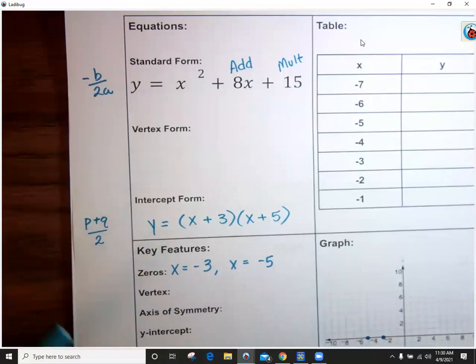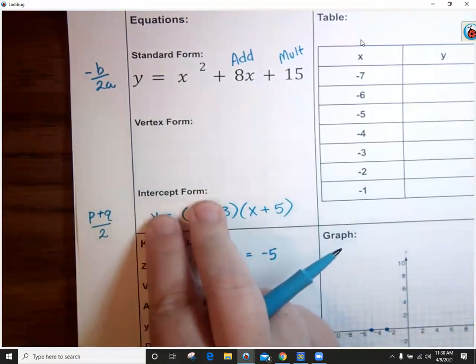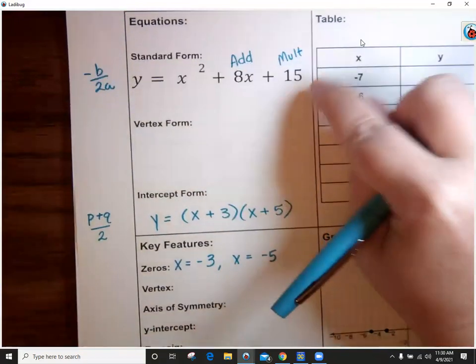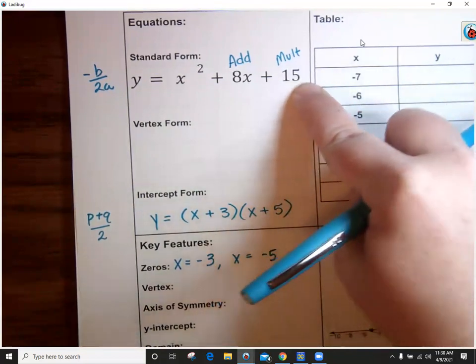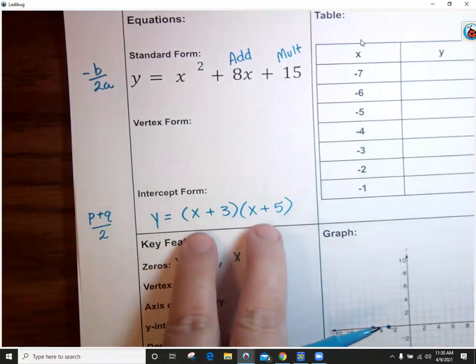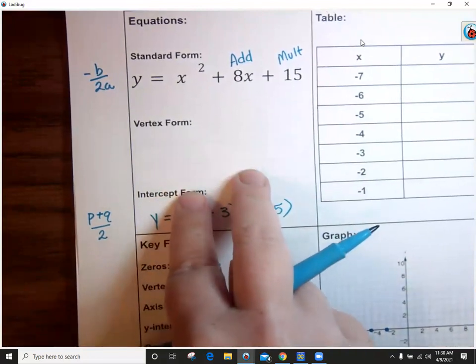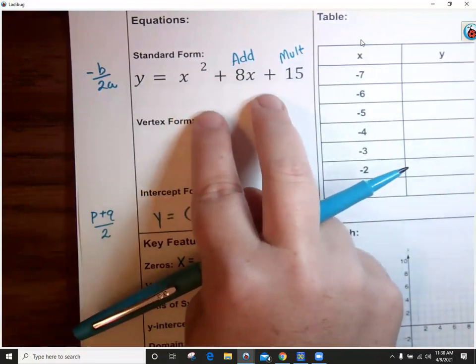Okay. I like it. To me, it's easier in intercept form, but since they gave us the equation in standard form, we know that that equation is right. And if we made a mistake getting here and then we use this equation, it's going to make our vertex wrong too. So I would go back to standard form just for that reason.